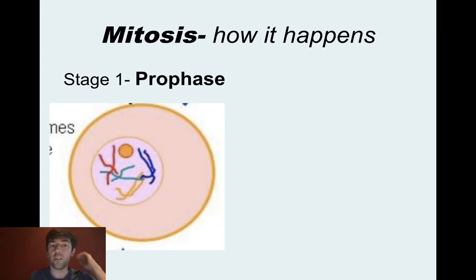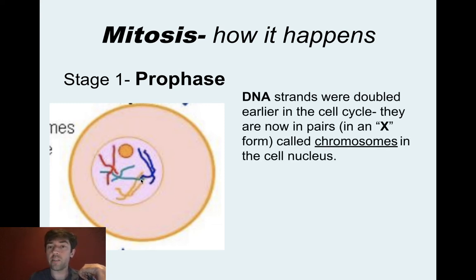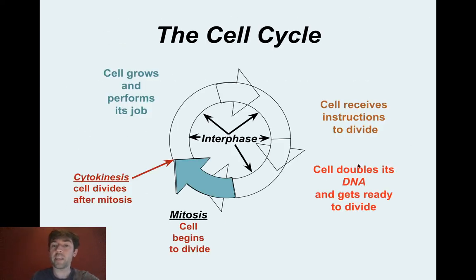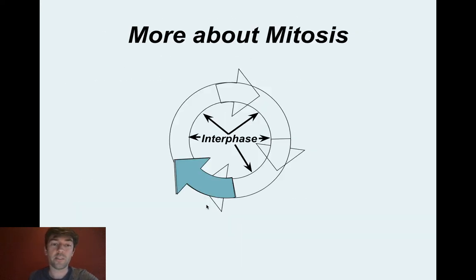So first of all, you have prophase. And this is a picture of a cell. This is the nucleus, and inside the nucleus is some DNA. And so DNA strands were doubled earlier in the cell cycle. Remember, that happened before mitosis started. Let me just go back for a moment. Back here, it says the cell doubles its DNA and gets ready to divide, and this is happening before the mitosis phase. So this has already happened by the time we get into mitosis.